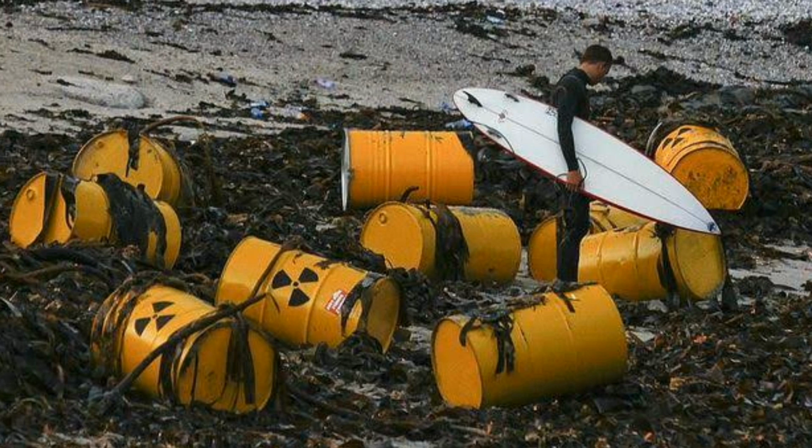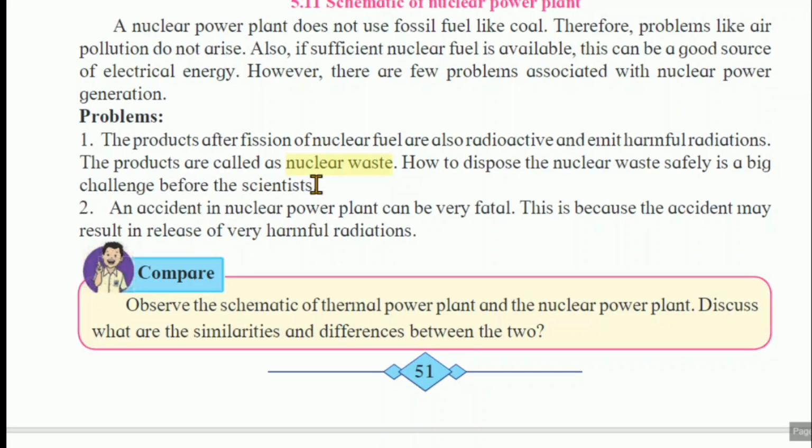How to dispose of the nuclear waste safely is a big challenge for the scientists. Proper disposal of this nuclear waste is very important. Otherwise it may affect the environment very badly, and imbalance may occur, or we can say a tremendous amount of loss may occur in the environment if we do not properly dispose of this waste. This is the first disadvantage.